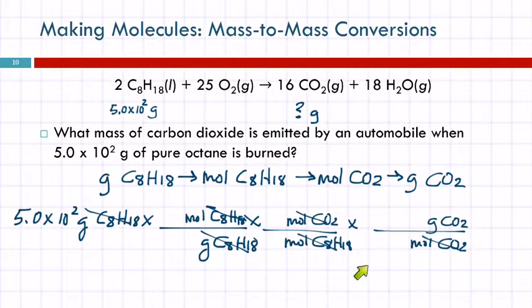Now we need some numbers to go in here. I think the middle one is the easiest. It's nice to start with something easy and you kind of build a little confidence. So mole to mole ratio comes from the balanced chemical equation. So here we have CO2. We find CO2 in the equation. It's got a 16 in front of it. So I'm going to write 16 in front of moles of CO2. Octane has a 2 in front of it, so I'm going to put 2 in front of octane down there.